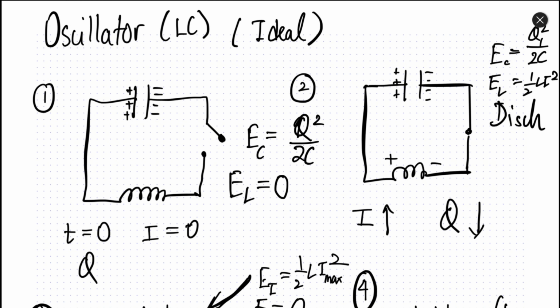Now let us discuss a few devices. First we will discuss the oscillator. An oscillator, or LC oscillator, is a device which usually helps us in converting direct current into alternating current.